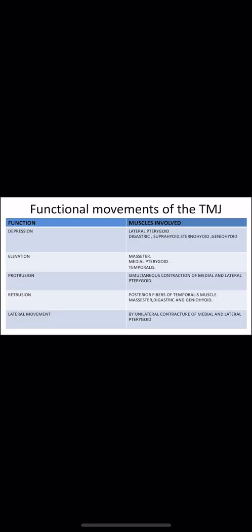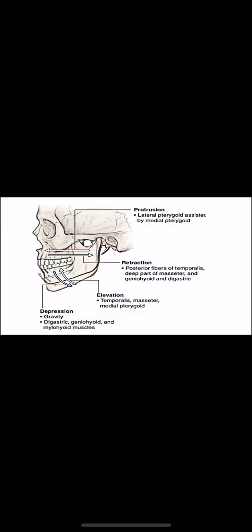Next is the functional movements of the temporomandibular joint. The functions of temporomandibular joint are depression, elevation, protrusion, retrusion, and lateral movement. The muscles that are associated with protrusion are lateral pterygoid, assisted by medial pterygoid. For retraction, posterior fibers of temporalis, deep part of masseter, geniohyoid, and digastric.